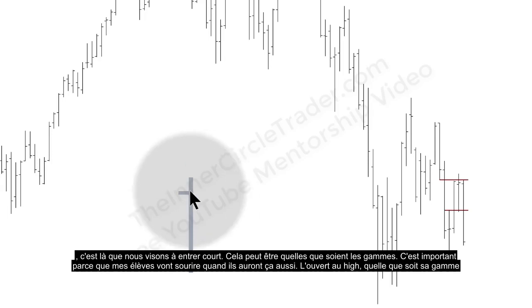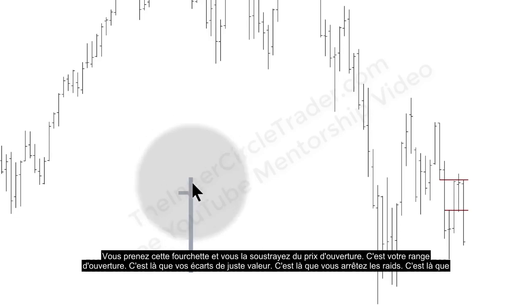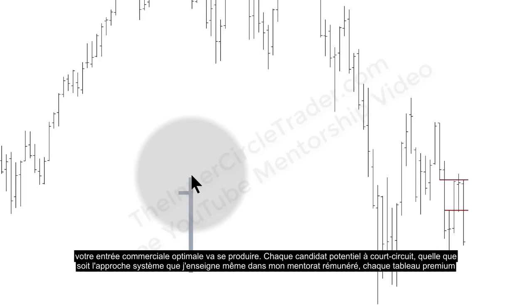It can be whatever the range is. This is important because my students are actually going to smile when they get this too. The open to the high, whatever that range is, you take that range and you subtract it from the opening price. That is your opening range. That's where your fair value gaps, that's where your stop raids are going to happen, that's where your optimal trade entry is going to happen.